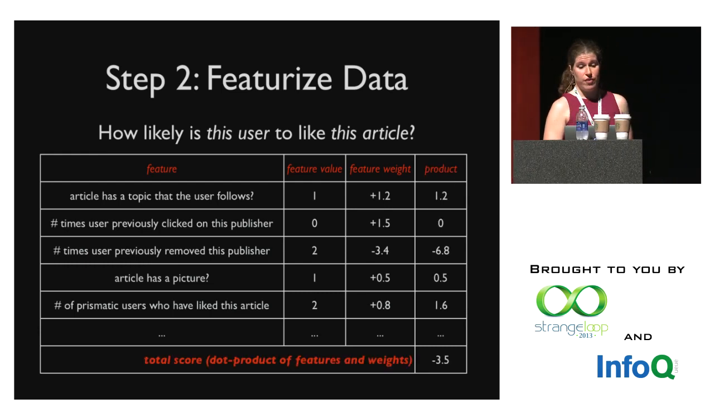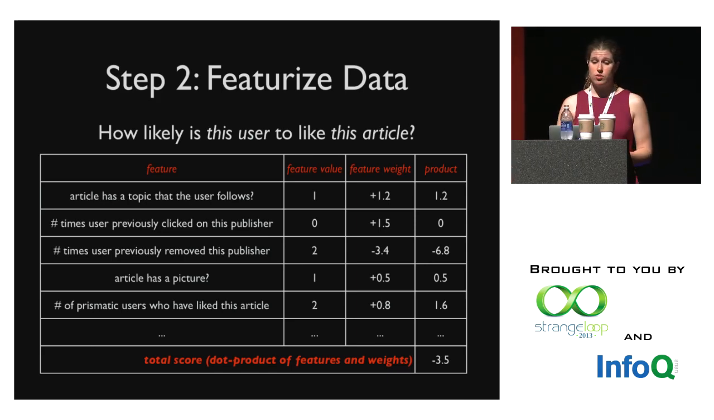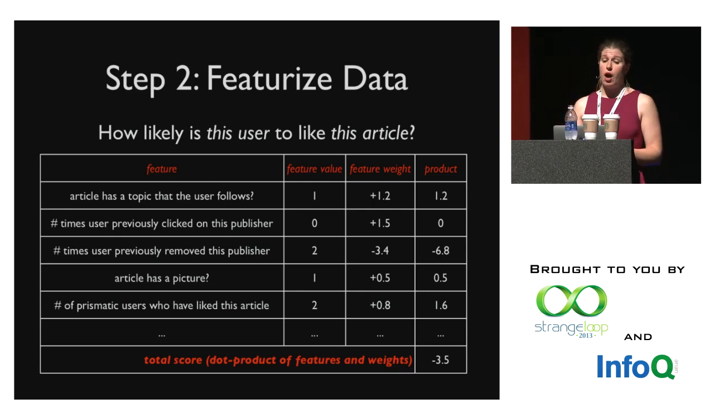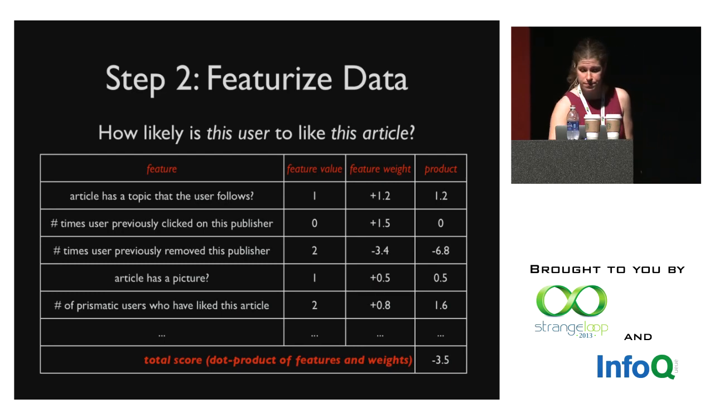We then take these feature values, which we computed from the user and the article, and the feature weights, which our ranker has learned, and I'll describe more very shortly, and we compute their dot product. This gives us a score for the user-article pair that tells us overall, in summary, how much we think the user will like or dislike this particular article.